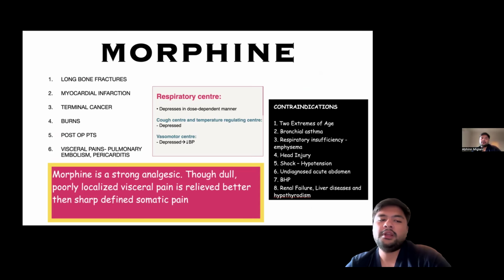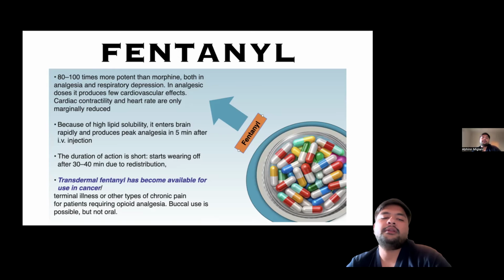Coming to morphine. Morphine is helpful in long bone fractures, myocardial infarction, terminal cancer, burns, post-op patients, and visceral pains like pulmonary embolism and pericarditis. Major drawbacks are that it depresses the vasomotor center, the cough center, and the temperature regulating center. It's contraindicated in extremes of age, bronchial asthma, respiratory insufficiency like emphysema, head injury, and shock. Morphine is a strong analgesic, and it is better for dull, poorly localized visceral pain than for sharp, defined somatic pain.